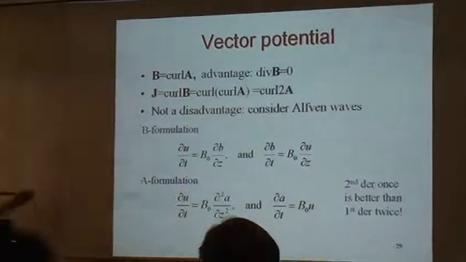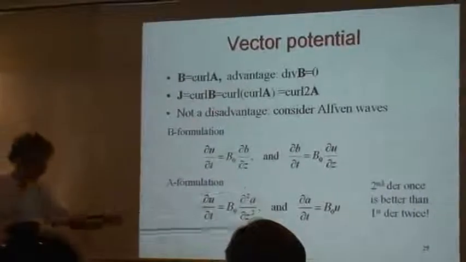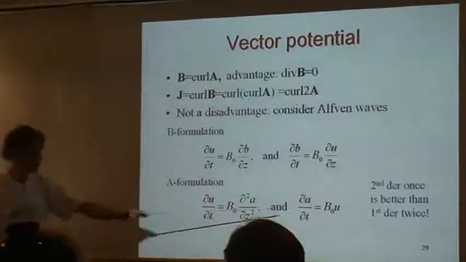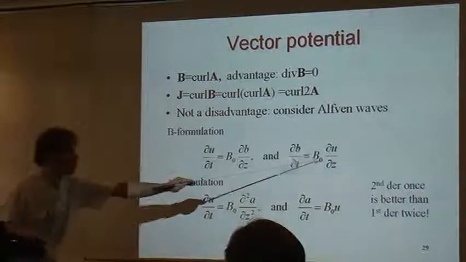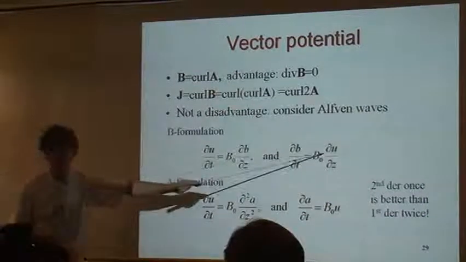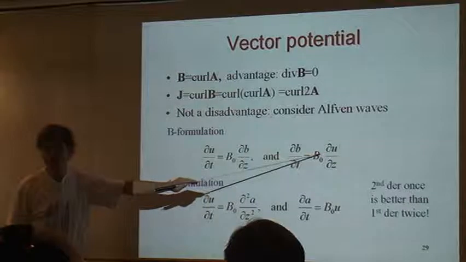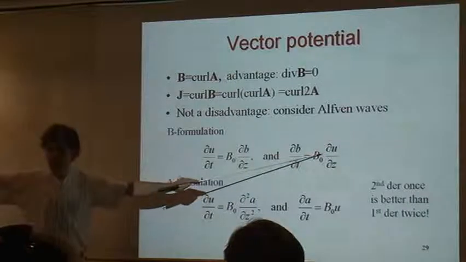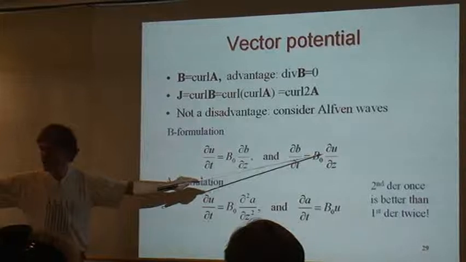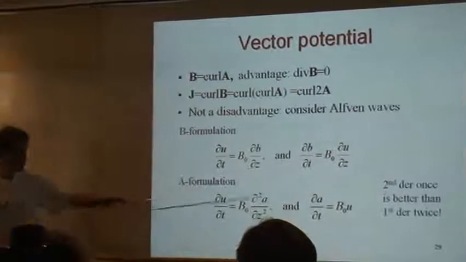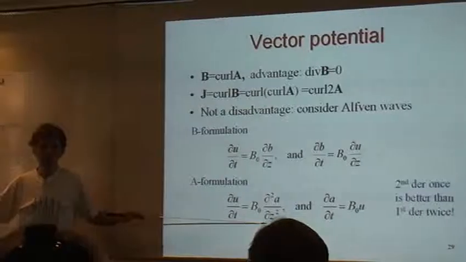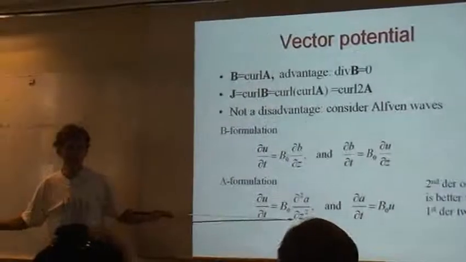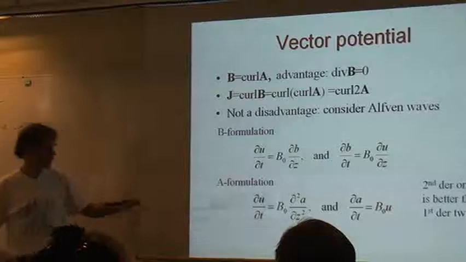However, if you do the A formulation, you have now two derivatives for the Lorentz force, but you have no derivative anymore in here. Which is better? Doing two first-order derivatives, which have an infinite error at the Nyquist frequency, or is it better to do once the second-order derivative, which has only a finite error at the Nyquist frequency? Clearly, it's this one. So why does everybody say the B formulation?